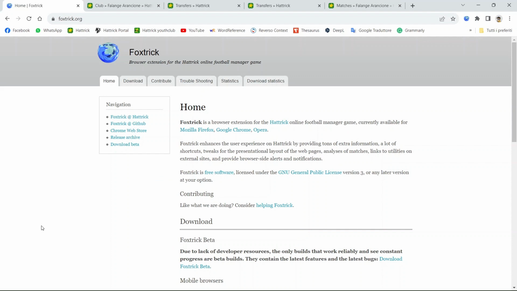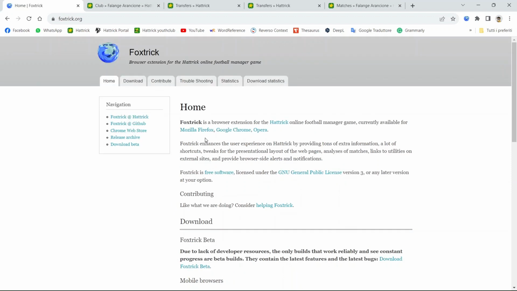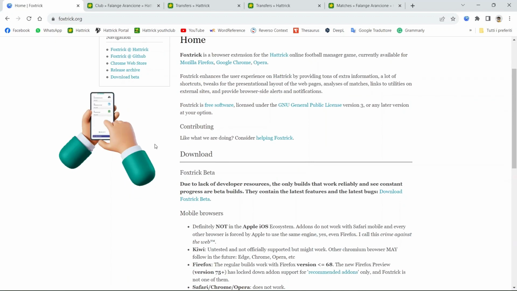And we are in the Foxtrick homepage, in which you can download directly the Foxtrick beta. That is the version currently available in the main browsers like Firefox, Chrome and Opera. You can also download it on your smartphone.